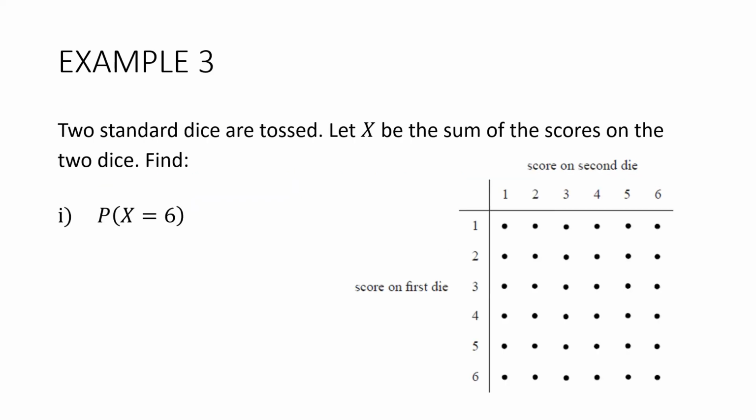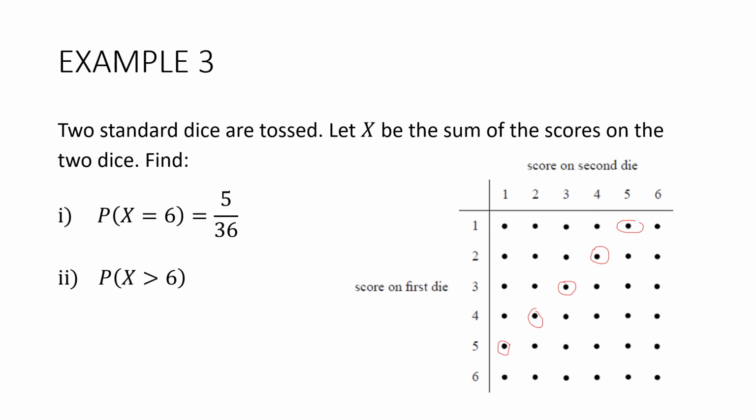Okay, one last example. 2 standard dice are tossed. Let x be the sum of the scores on the 2 dice. Find the probability that x is equal to 6. So we've got a little diagram here to help us. We have the score on the first die and the score on the second die here. So we want the total to be 6. So we could have 5 and 1, 4 and 2, 3 and 3, 2 and 4, or 1 and 5. So altogether we have 5 out of 36 possibilities.